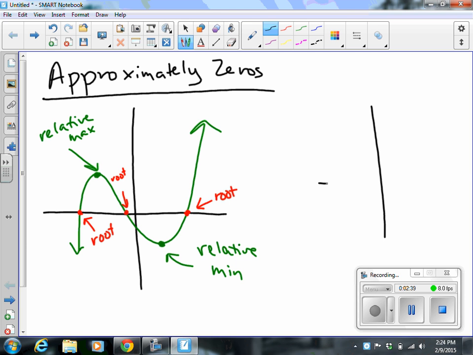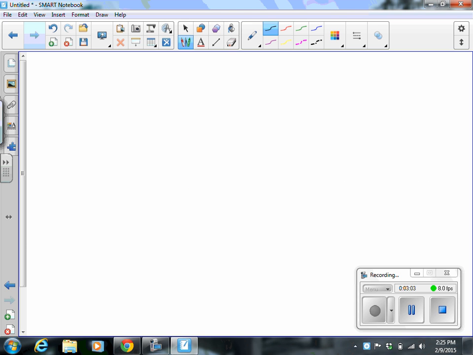An example of that would be a function to the 4th. So I have, in this picture, 2 relative mins and 1 relative max. Okay, so let's first look at how to graph this.